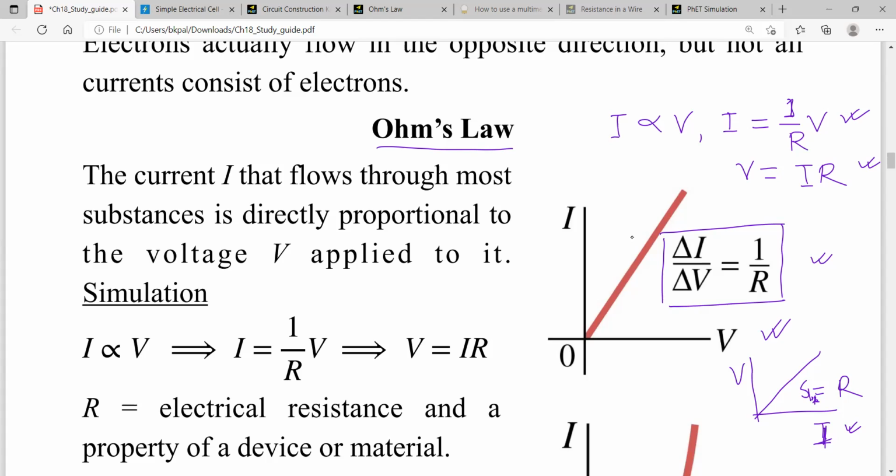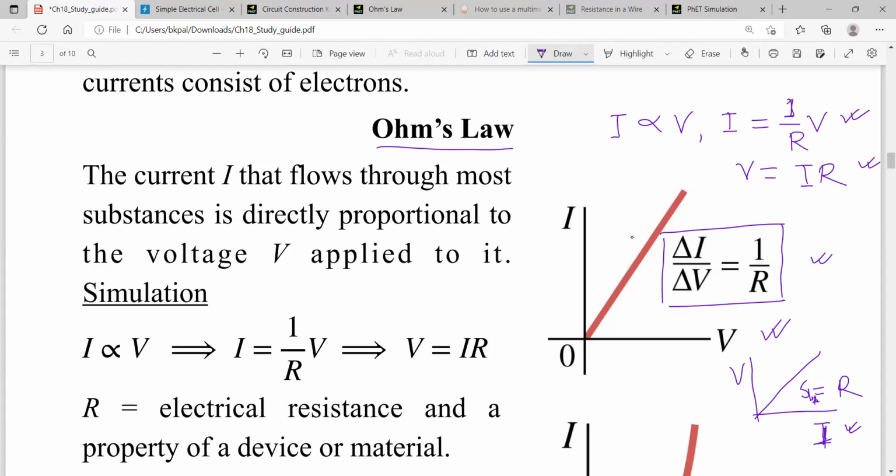Now what is R? R is a constant. Here you see that 1 over R, or R, is a proportionality constant, so it should be a constant. It is different for different devices, but for a particular device it is a constant, and we call it resistance.